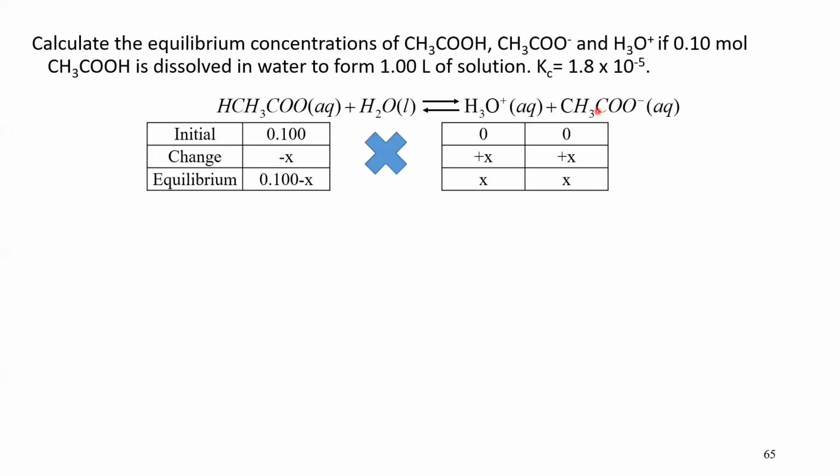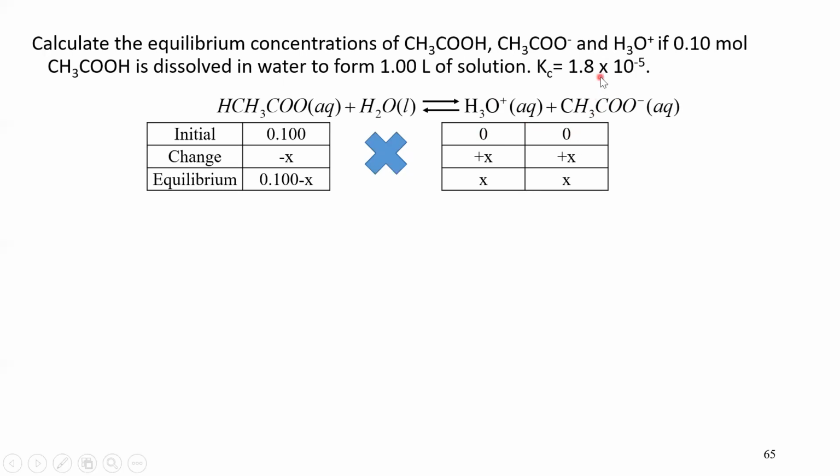Now, this one's a little tricky. Remember, we talked about how liquids and solids are not part of an equilibrium expression. So we're not going to put it in the ICE chart. We can't talk about liquids in terms of molarity. So initially, we've got 0.100 moles per liter of that HCH3COO, or acetic acid. And we have no hydronium, and we have no acetate.